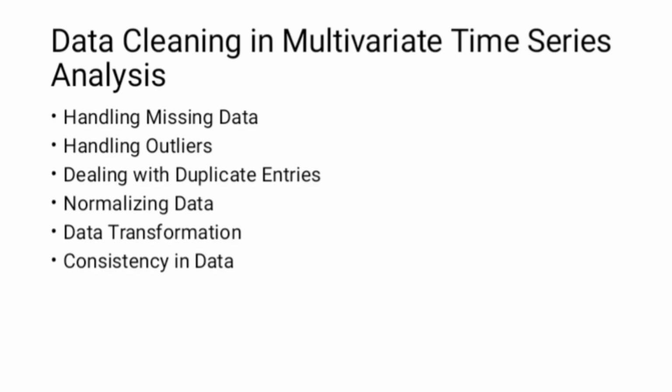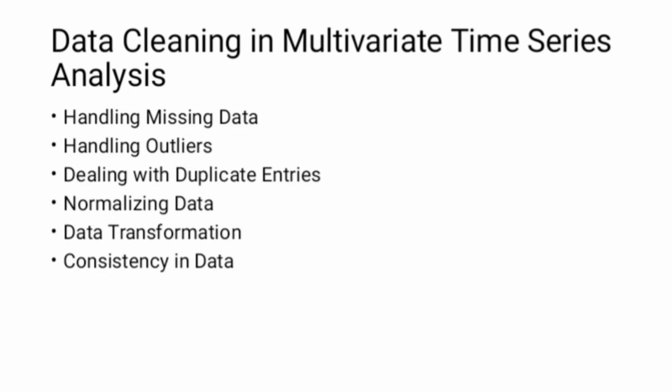Next, handling outliers. If your monthly sales data shows an unusually high spike due to a one-time promotion, it may be treated as an outlier and capped or adjusted. The third step is dealing with duplicate entries. Check for and remove duplicate rows in the dataset as they can skew the analysis.